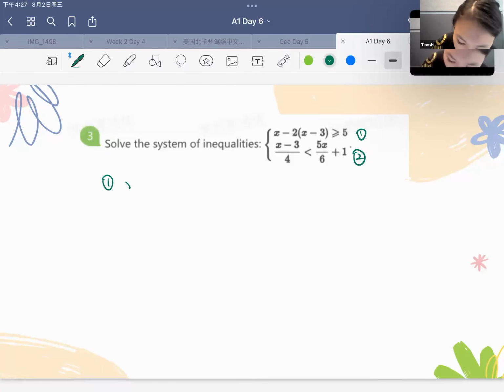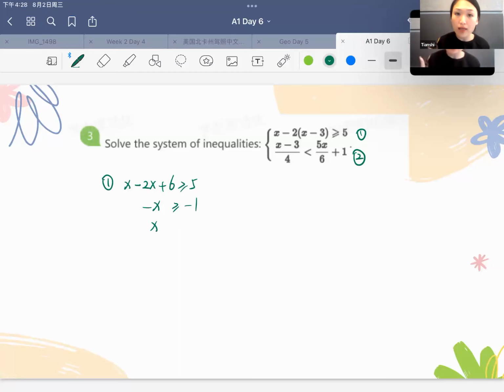We have x minus 2x, and on this part, we need to flip the sign. So two negatives become a positive, so x minus 2x plus 6 is larger than or equal to 5. So negative x is larger than or equal to negative 1. And when dividing by negative 1 on both sides of the inequality, we need to flip the sign. So x needs to be smaller than or equal to 1. So this is the first inequality.